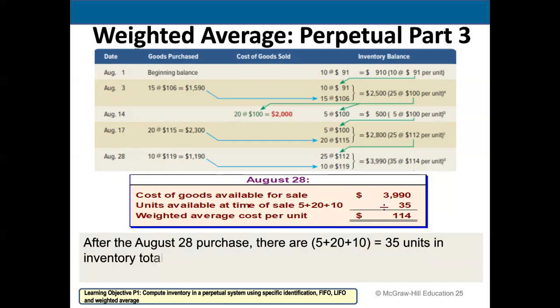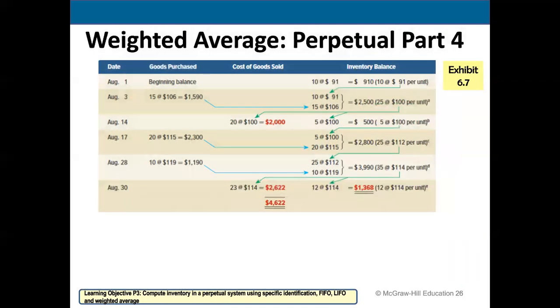So each time we make a purchase, we recalculate our average cost. And then when we make a sale, we use that average cost both for calculating the cost of goods sold and for calculating the cost of the remaining inventory. So on August 30th, when we sell 23 bikes, we do 23 times our average cost per unit at the time of that sale. So 23 times 114 is 2,622. And the remaining inventory of 12 units times 114 gives us 1,368 as our balance at the end of the month.